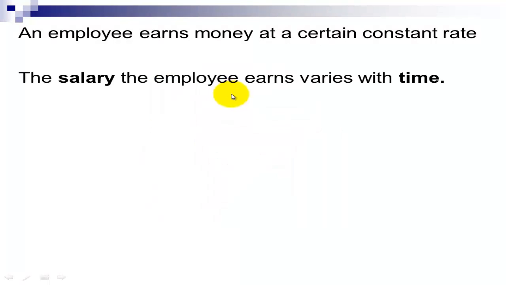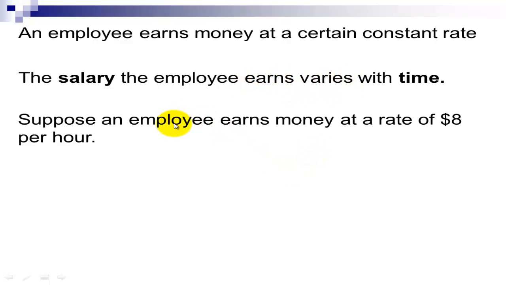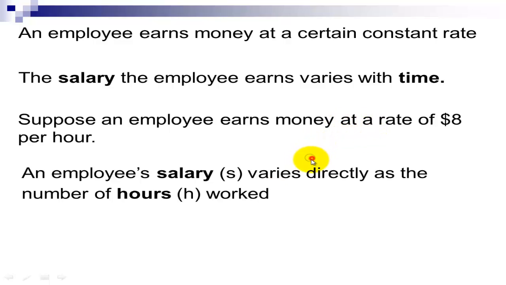An employee earns money at a certain constant rate. The salary the employee earns varies with time. Suppose an employee earns money at a rate of $8 per hour. So an employee's salary varies directly as the number of hours worked. For the simplicity of our discussion, we are not going to include the tax rate or any deductions that will be given to the employee.